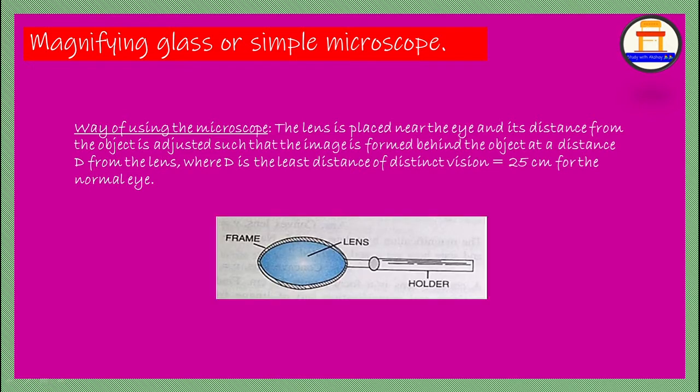So this is how our magnifying glass looks. The lens will be placed over here, with a holder and a frame. Within the frame, the lens will be placed. Most of you might have seen this; else, whoever might not have seen how a magnifying glass looks, here is a picture of a magnifying glass. This is the same picture taken from the ICSE textbook, Selina textbook.